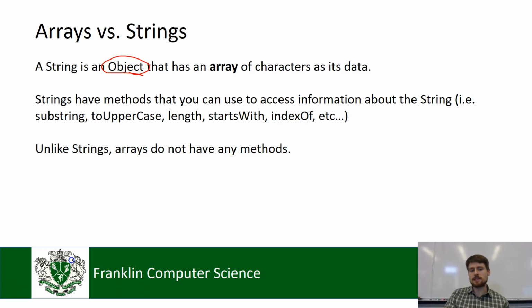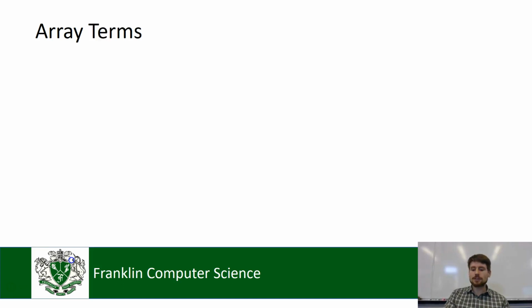So that's the difference between these. Objects have methods with them. Arrays aren't really objects. They don't have any methods. Okay, so here's some array terms. Now that we've cleared up that strings are very similar to arrays, but they're not, they're objects, we're going to look at some array terms.